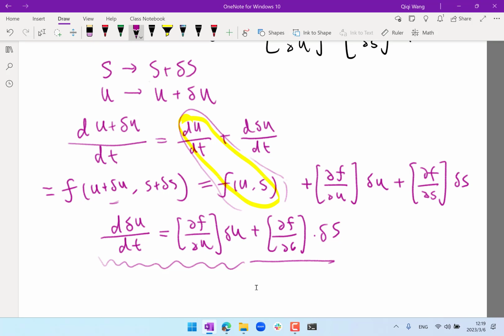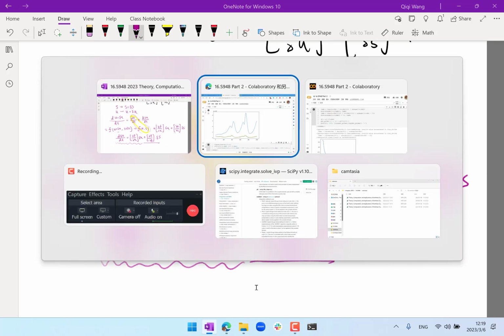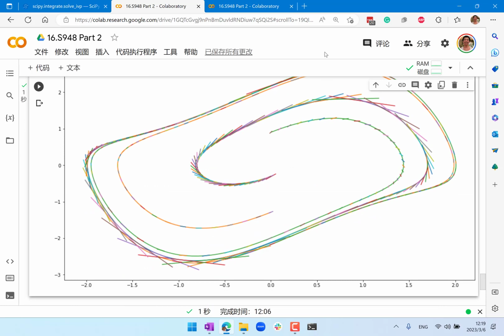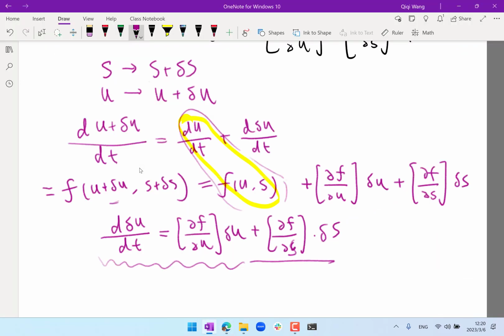So intuitively, what does that mean? It means the parameter s not only changes the location of the limit cycle, but also changes the frequency or period of the limit cycle. What does that mean? Just imagine I have a parameter s that changes the frequency without changing the location of the limit cycle.